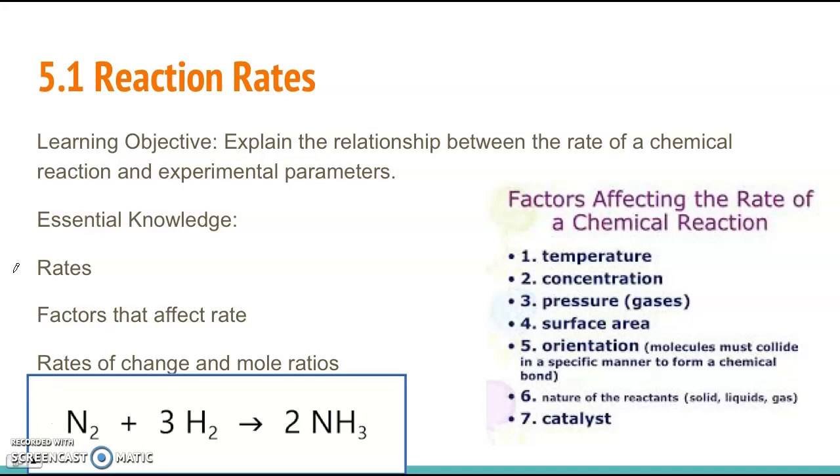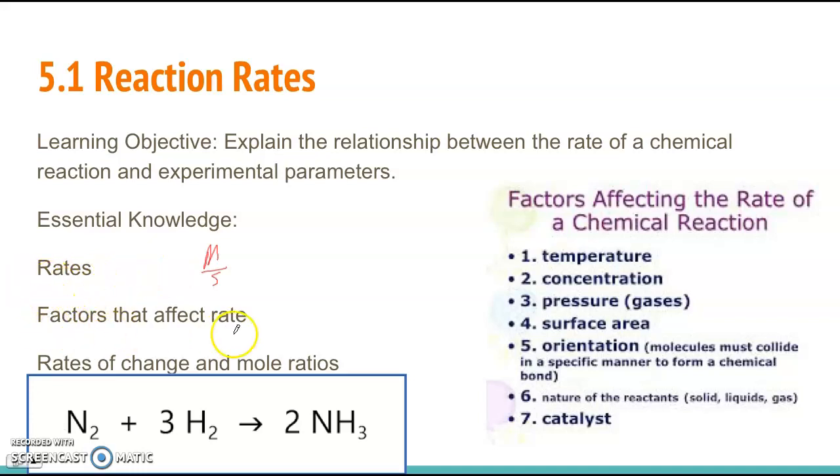In chemistry, we usually talk about rates in change in concentration per time. So it's usually in units of molarity per second, or molarity could be moles per liter. So it could be moles per liter per second is usually what we refer to with rates.